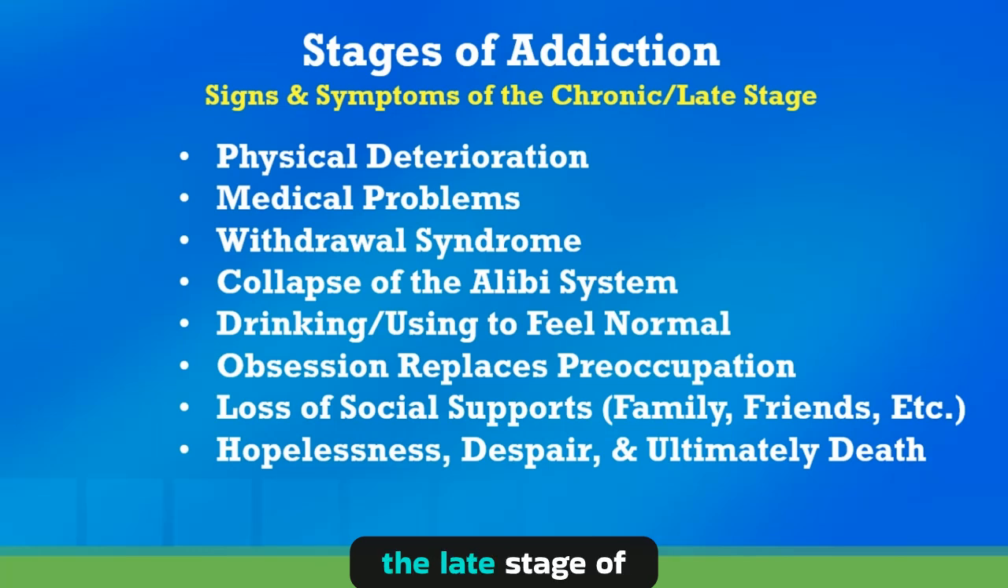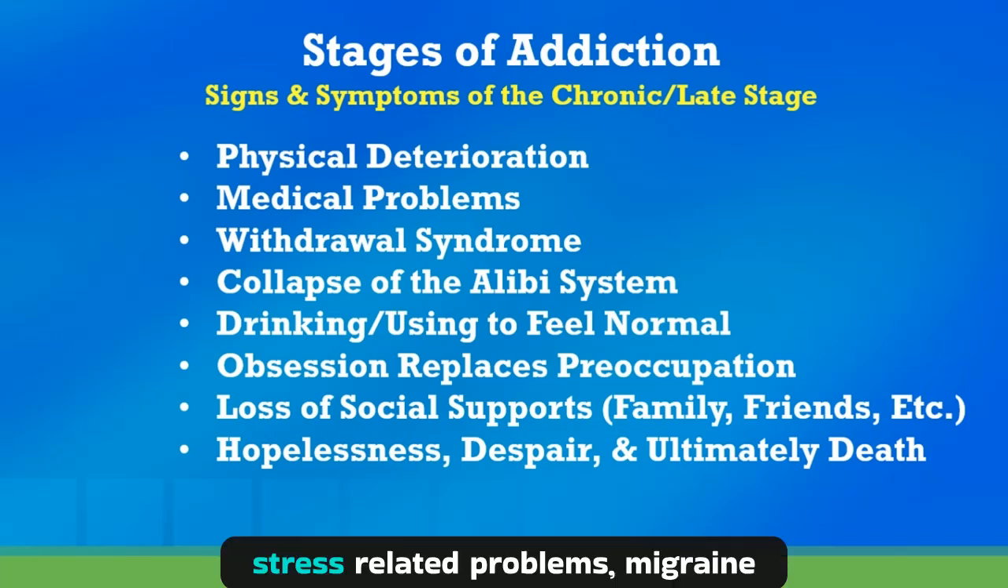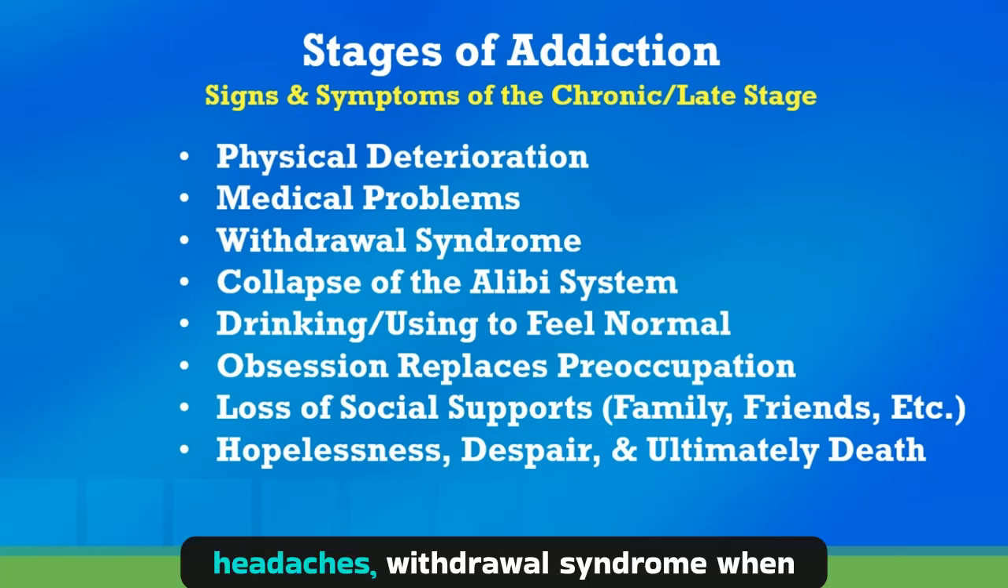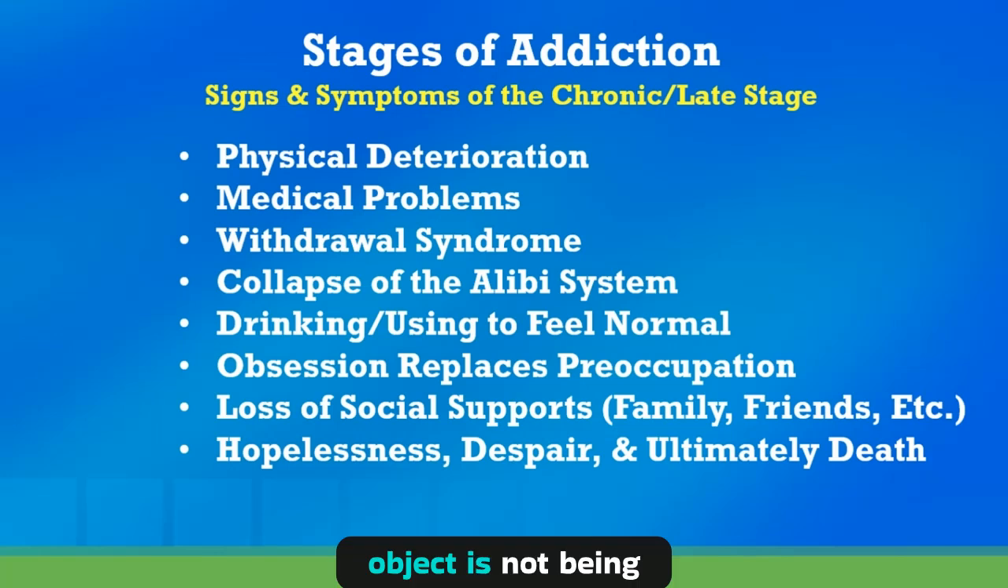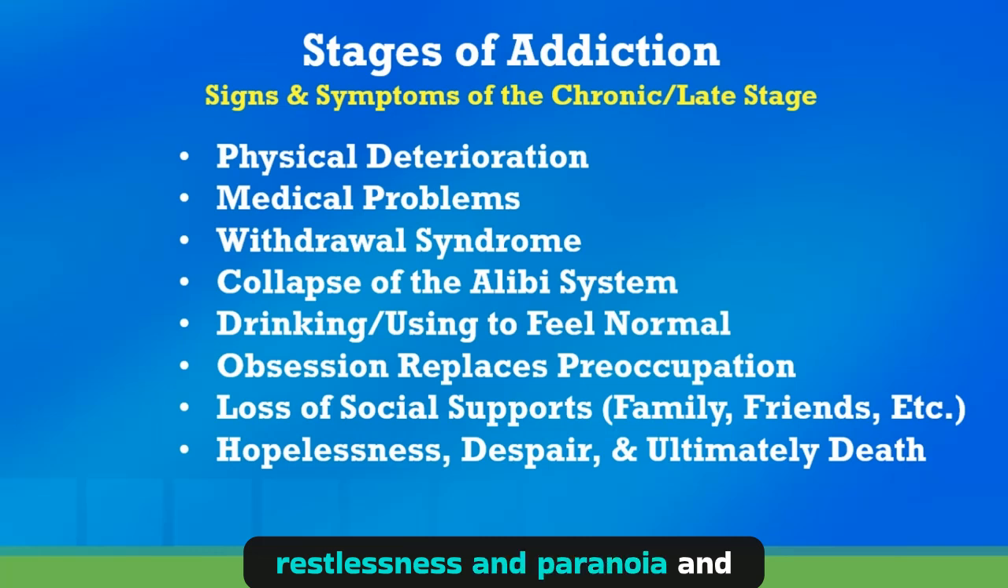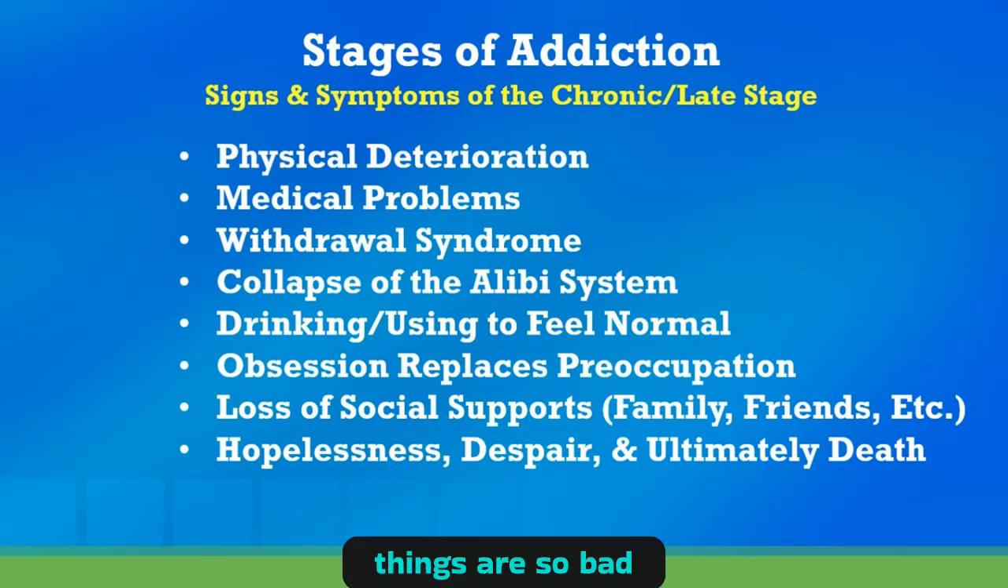The chronic phase, or the late stage of addiction, begins when we start to see the physical problems that come along with it. Stomach problems or respiratory problems or heart trouble from high blood pressure, stress-related problems, migraine headaches, withdrawal syndrome. When the activity or the object is not being engaged with, then there's a period of withdrawal with increased anxiety and restlessness and paranoia and cravings and so forth. Then there's a collapse of the alibi system. Things are so bad in the late stage that there's no excusing it away, justifying it, or rationalizing it. And then there's drinking or using the addictive process just to feel normal, just to be able to function.